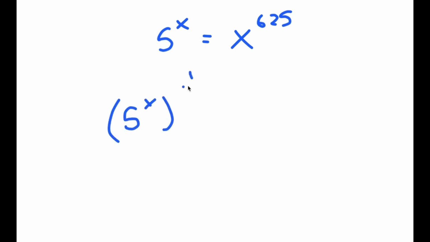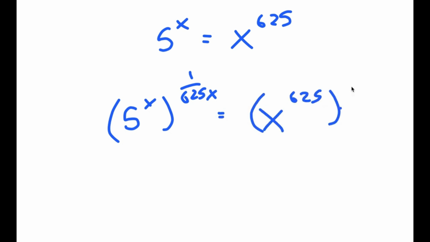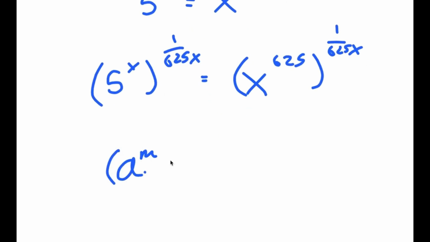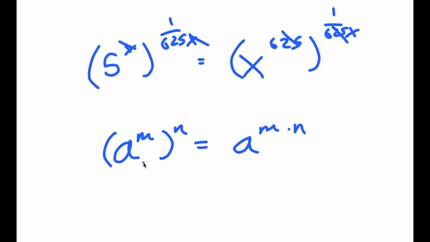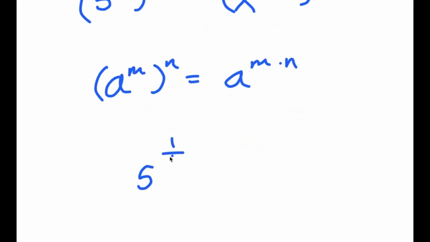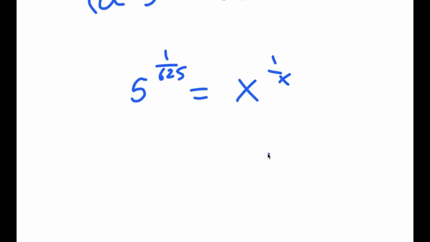Alright, so in this video, I'm going to solve the equation 5 to the power of x is equal to x to the power of 625. So to solve this, I'm going to first take the power of 1 over 625x on both sides. And the reason I'm doing this is because a to the power of m to the power of n is equal to a to the power of m times n. So these two multiply and cancel out, and these two multiply and cancel out. So now I'm left with 5 to the power of 1 over 625 is equal to x to the power of 1 over x.